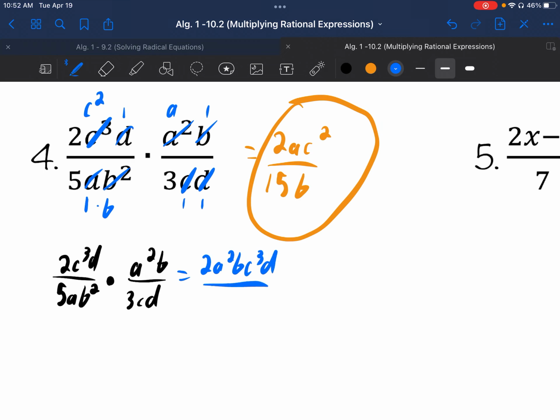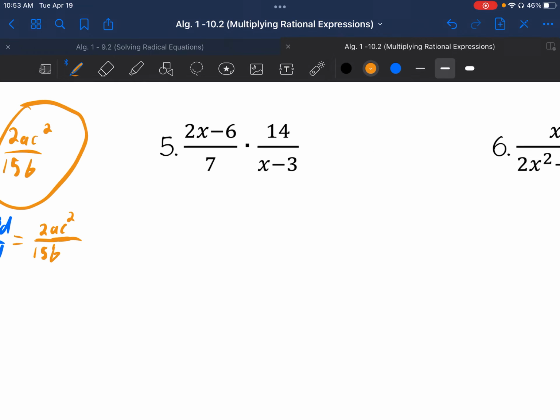On the bottom, we would have had 15ab squared cd, and we would have needed to reduce from there by subtracting exponents. 2 and 15 don't reduce, but a squared and a, 2 minus 1 is 1. b and b squared, there's more on the bottom, so the 1 that's left over ends up there, or you had a b to the negative 1 that was on top, and you move it back down. C cubed and c, 3 minus 1 is 2, and d, those reduce so they're gone to 1.